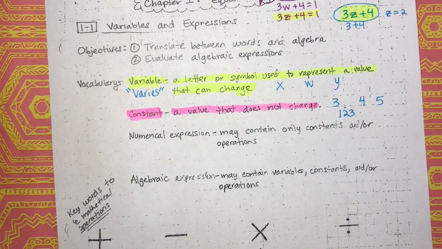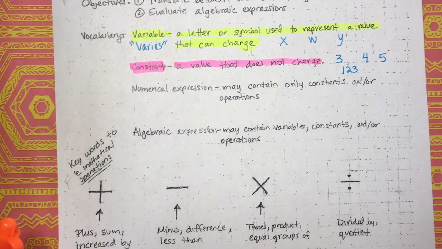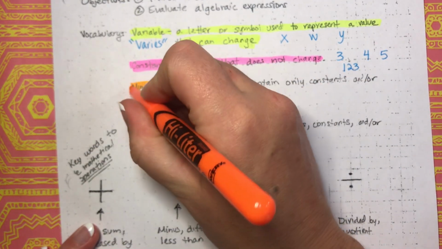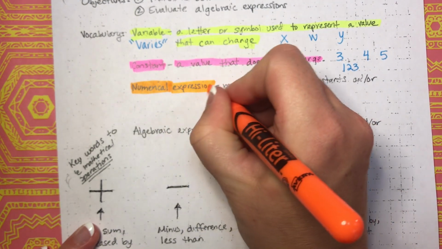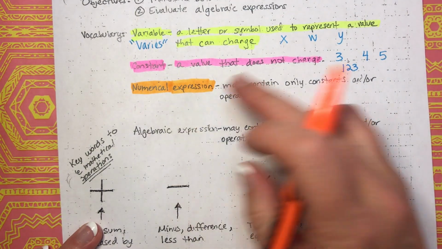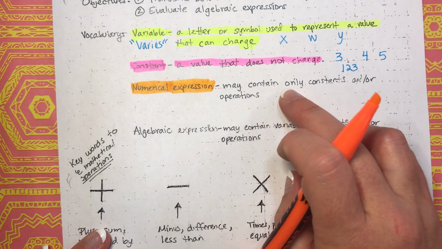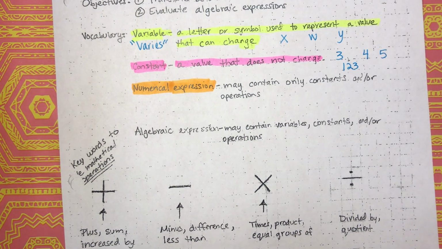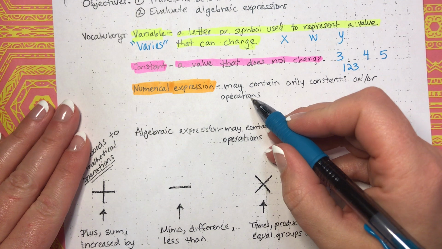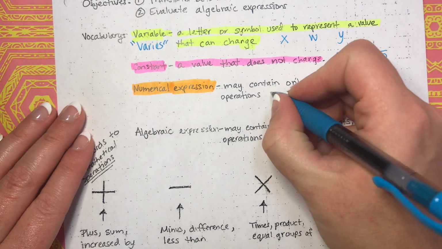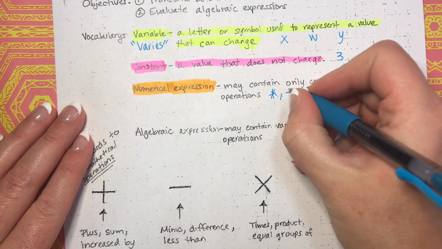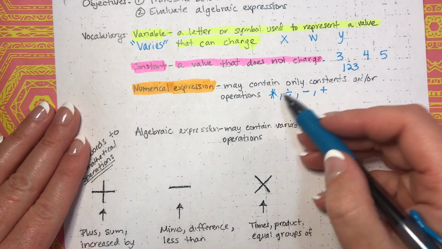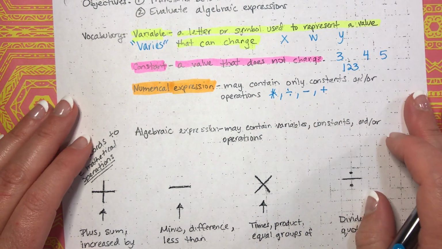Okay, the next thing we're going to talk about is a numerical expression. Okay, so numerical, what does numerical mean? Well, that means it's like a number, right? And we talked about what an expression is. That's something that doesn't have an equal sign. So numbers with expressions. So it may contain only constants and/or operations. Now when they say constants, we're just talking about numbers. When we're talking about operations, that means multiplication, division, subtraction, and addition. Okay, there's other operations out there too, but these are the main ones we're talking about today.